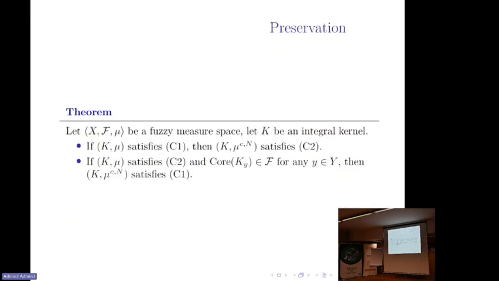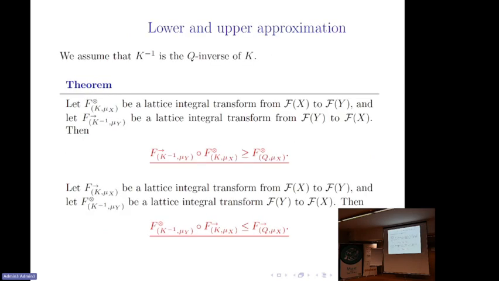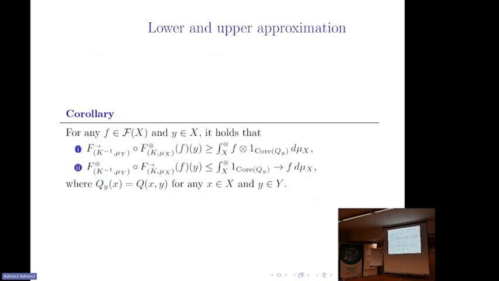Now, because time is running, I will go to some conclusions. First, what has been proved is that the composition is greater than this integral transform based on Q, and we see that the inverse here, this inverse to K, is Q inverse. So Q is somehow determined or interrelated here. The same we get here.